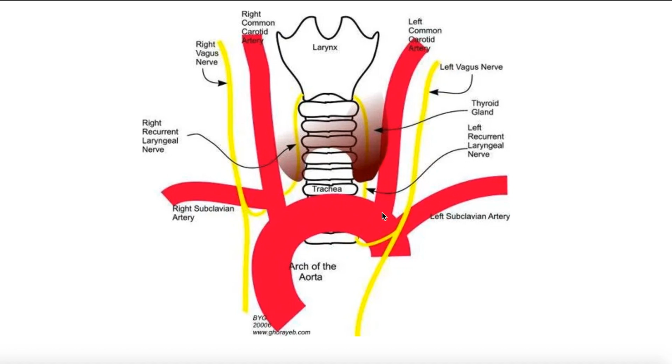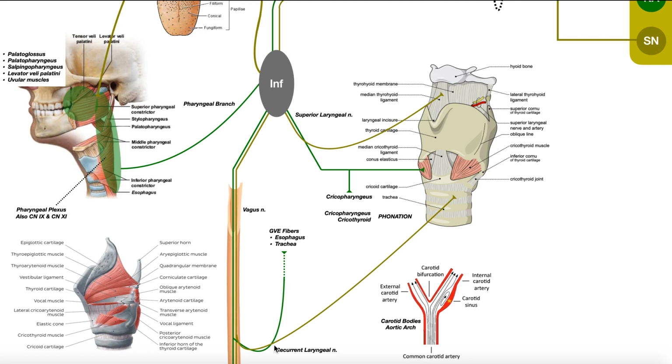Now, the recurrent laryngeal nerves are mixed nerves, so they have both a motor component and a sensory component. For the sensory component, we're talking about sensory innervation for the structures in the larynx below the vocal cords. So remember, above the vocal cords that was the internal laryngeal nerve, which then came back to the superior laryngeal nerve. Well, below the vocal cords, all of this part of the larynx would be the sensory part of the recurrent laryngeal nerve.